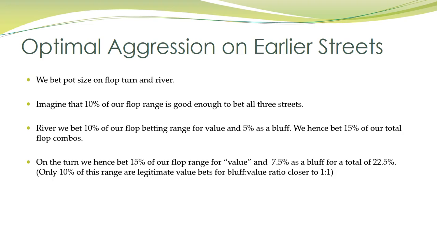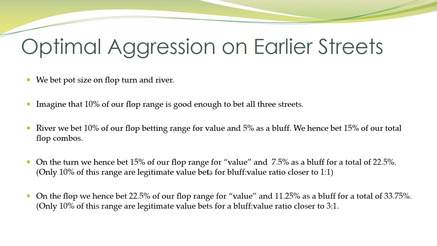So we can see there's been a shift in our bluff to value ratio, because 22.5% is the amount of hands being fired, but only 10% of this range are legitimate value bets. So what's happened here is that our bluff to value ratio has moved closer to 1 to 1. 10% of this range are legitimate value bets and 12.5% are actually bluffs. Or as we mentioned, 5% of that we're thinking of as effectively being value hands, even though they are really bluffs.